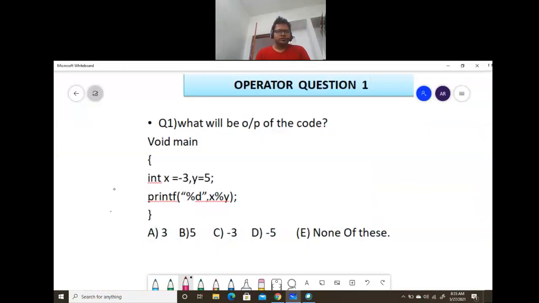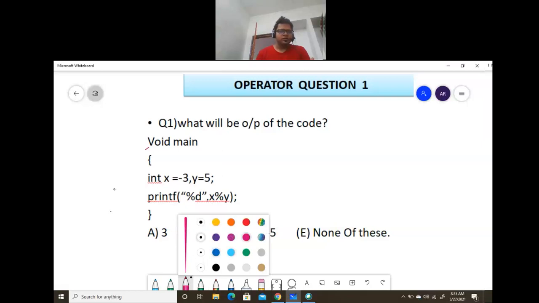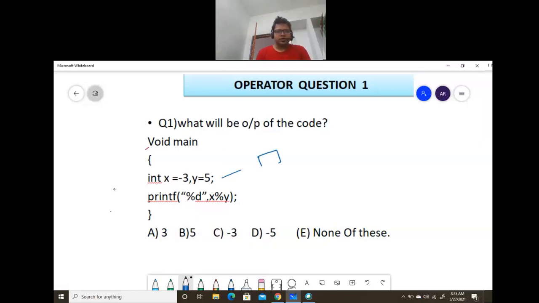What will be the answer for that code, right? Please ignore all the syntax errors. Suppose we write a capital letter V, please ignore that, and we are also not including any header files. We are just focusing on the main lines of the code. In this line of code, x is -3 and y is 5.